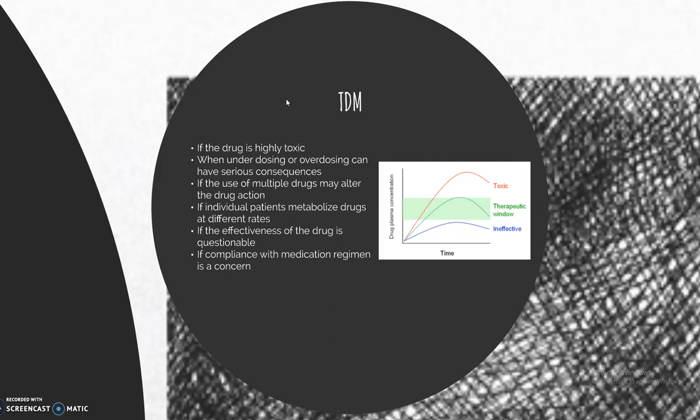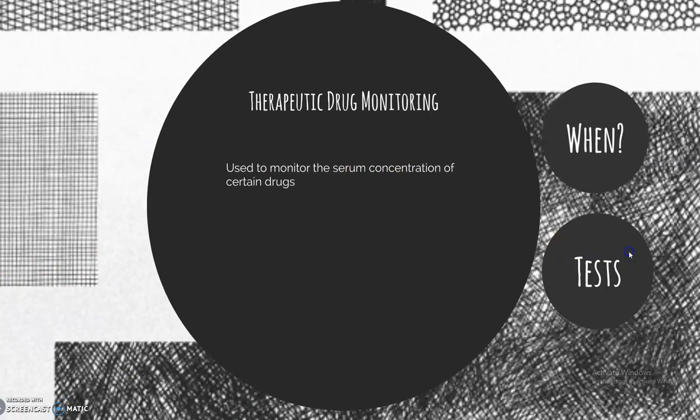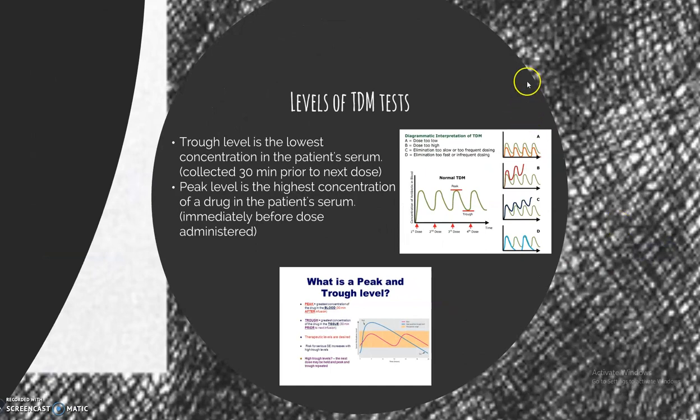This is a list of reasons why we would draw these patients on a regular basis to determine the therapeutic window for that test. So a trough level is the lowest concentration of the drug in the patient's serum. It's collected 30 minutes prior to the next dose. The peak level is the highest concentration of drug in the patient's serum immediately before the dose is administered.